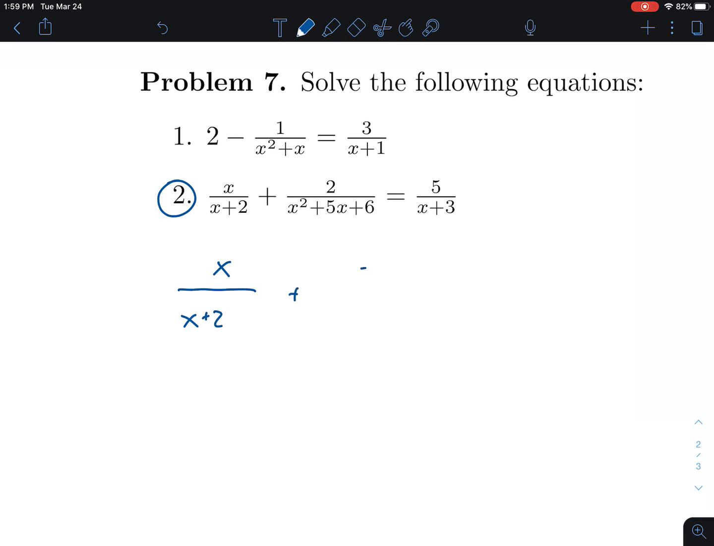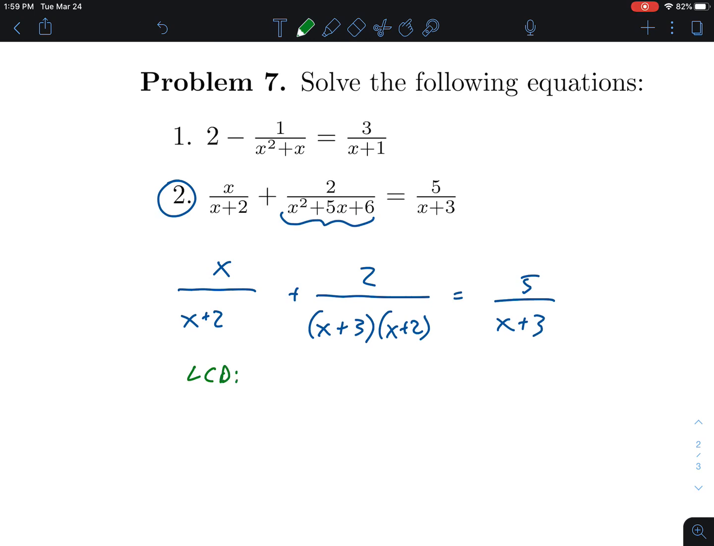x over x plus 2 plus 2 over... This I should be able to factor: x plus 3, x plus 2. There we go. 5 over x plus 3. All right, so I just factored everything, so now I have it looking a little bit nicer. You want to find your LCD. My LCD, right? As we saw from the first long distance learning assignment, is x plus 2 times x plus 3.